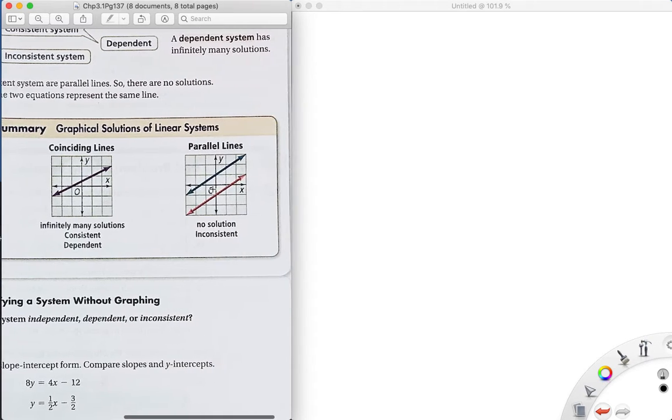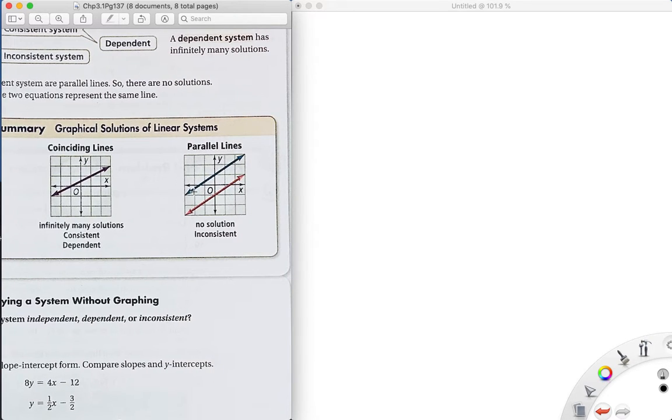Then we have something called an inconsistent system, and that's when you have two lines that are parallel. Oh, one line on top of the other is called coinciding lines. Coinciding lines. All right, parallel lines. We have two lines that are never going to intersect. Therefore, since they never intersect, they're never going to have a solution. Therefore, we call that an inconsistent system.